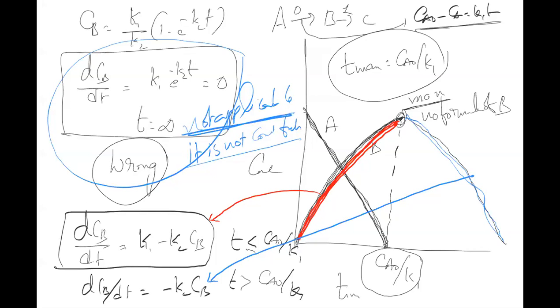So why is there a discontinuity? Because after CA naught by K1, there is no formation of B. So dCB by dt is K1 minus K2CB up to this red point, and dCB by dt equal to minus K2CB after this point. Clear? So this is not a continuous function. Red is a different profile, blue is a different profile. That is why you should not do differentiation here. But from the logic, when A becomes 0, that is the point where B becomes maximum.